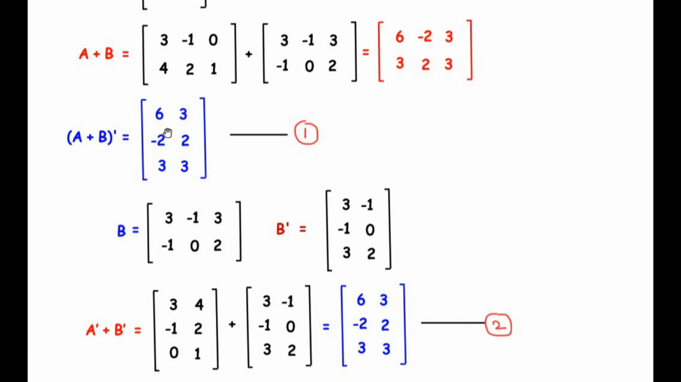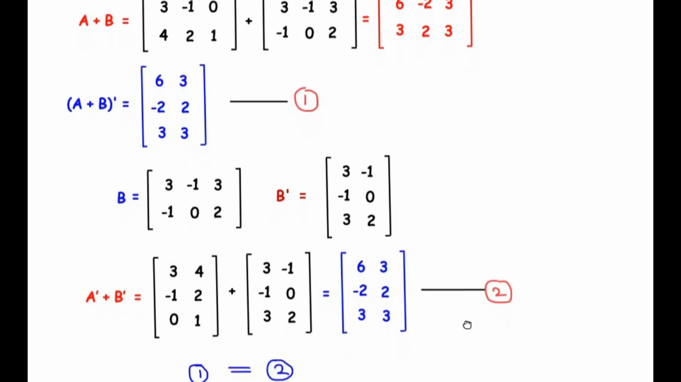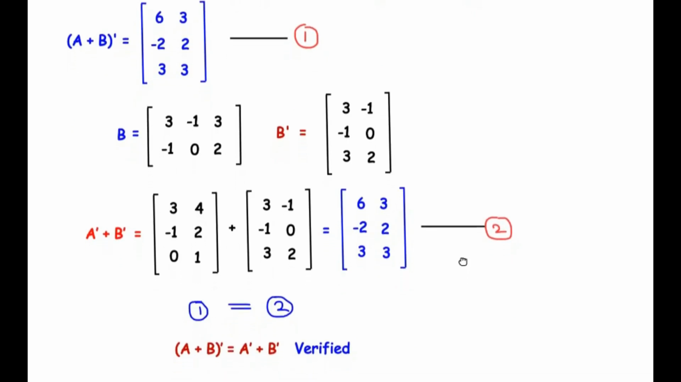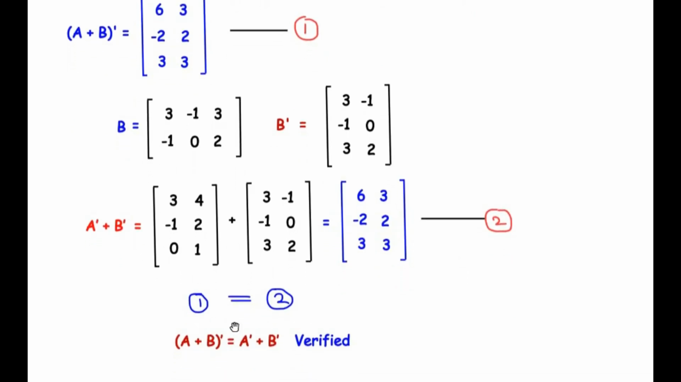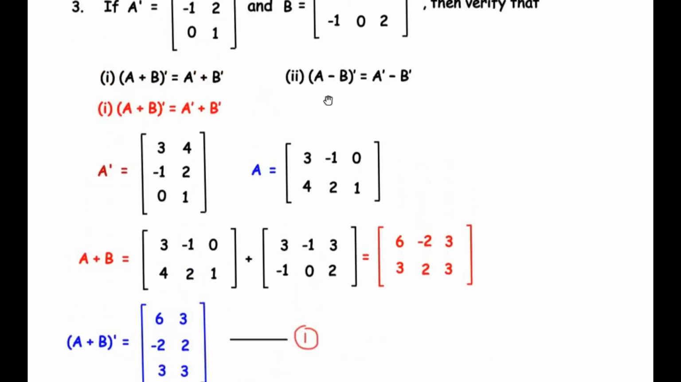Now comparing the elements of equation 1, that is left hand side, with equation 2, right hand side, we can see that all the elements are same. So first row equal to first row, second row equal to second row, third row equal to third row. So here, since equation 1 is equal to equation 2, we can say that the left hand side, A plus B the whole transpose, is equal to the right hand side, A transpose plus B transpose. So it is verified. Now let us move on to the second sub question, that is with subtraction.